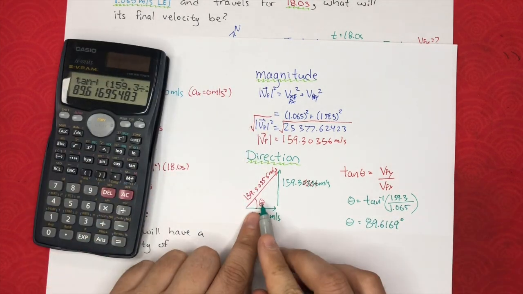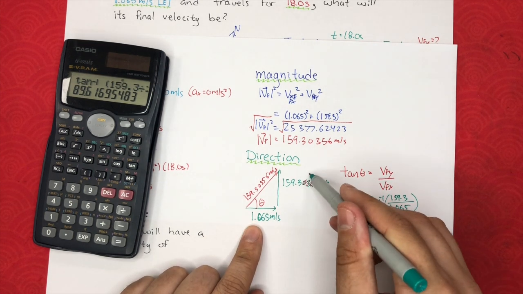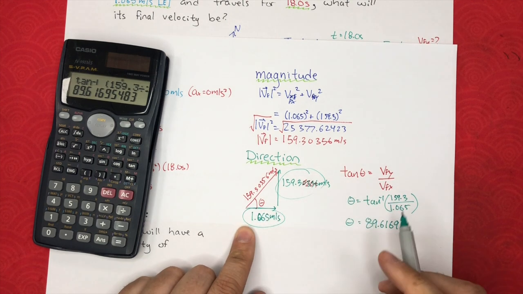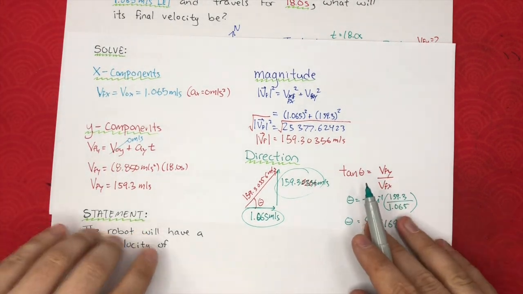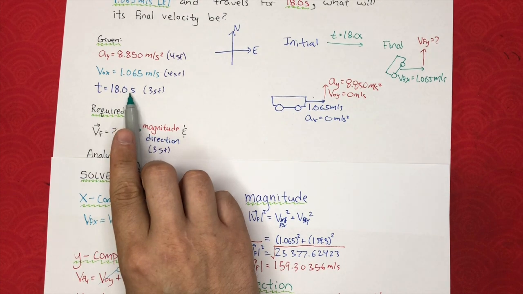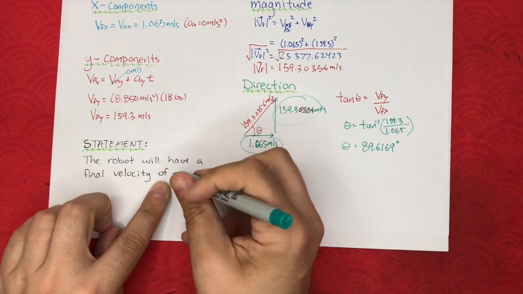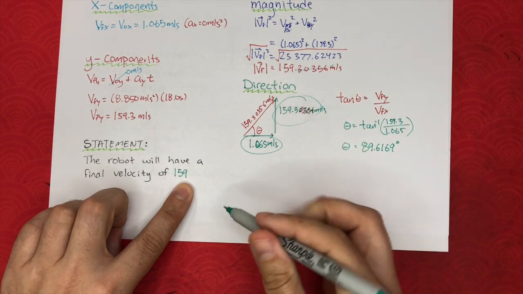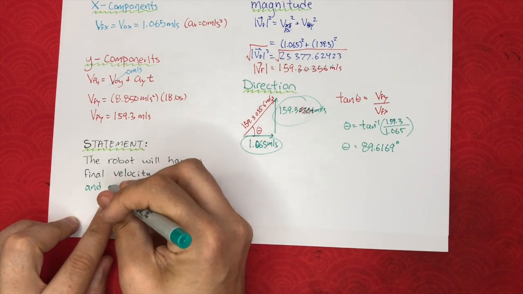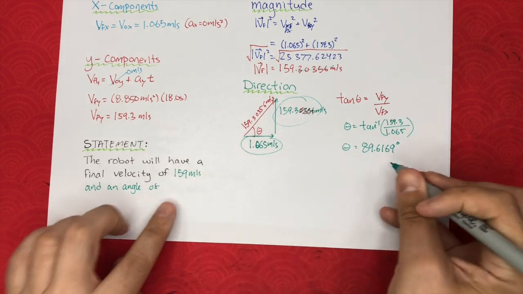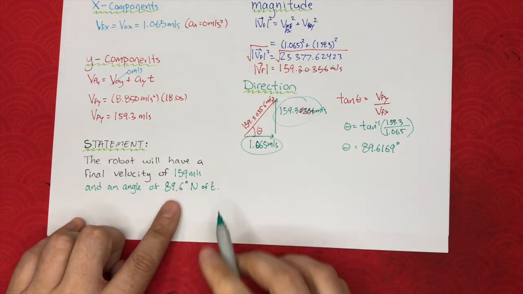89.6169 degrees. This angle is very, very close to moving directly north. It's not exactly north, but it's very close because this y velocity is so much bigger than this x velocity. Okay, so how do we report our answer? If you remember, we have to report it to 3 sig figs because the time was only reported to 3 significant figures. So the robot will have a final velocity of 159 meters per second and an angle of 89.6 degrees north of east. And that's everything you need to know in order to solve this problem.